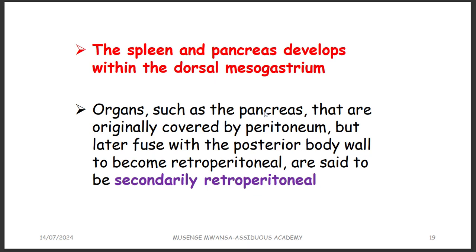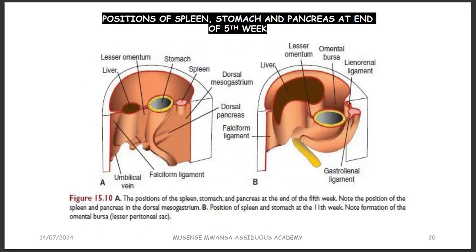So organs like the pancreas are initially covered by peritoneum. But then as development goes on, they lose the peritoneum. They become retroperitoneal organs. Because they initially had peritoneum, they are known as secondary retroperitoneal organs. Okay.